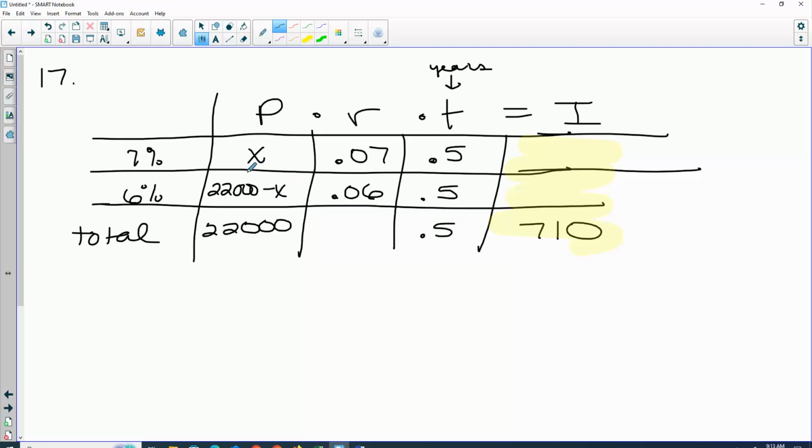All right. So then, how do we finish this column? Multiply x times 0.07 times 0.5. That gives me 0.035x. Okay, this we're multiplying. 0.06 times 0.5 would be 0.03. I still have to take that times the 22,000 minus x.